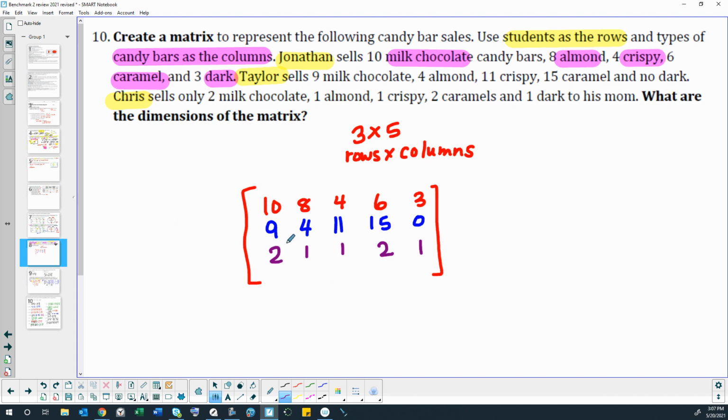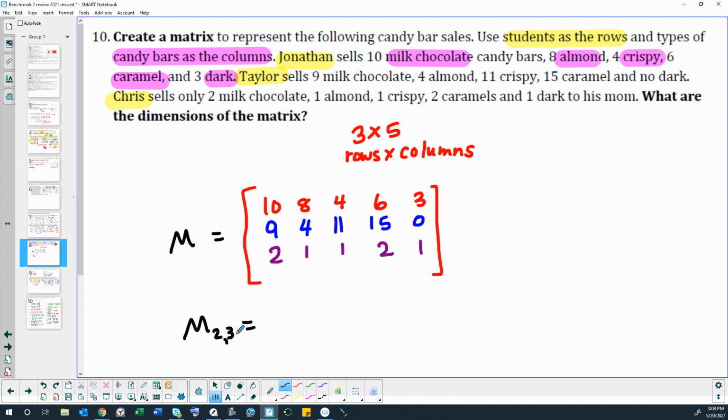Alright, we have our 3 rows and our 5 columns. Now what if I were to ask you what a certain number represents? Let's call this matrix M, M for matrix. So what if I want to know what is represented in M2,3? Sometimes some people will put a comma there, 2,3. It doesn't have to.